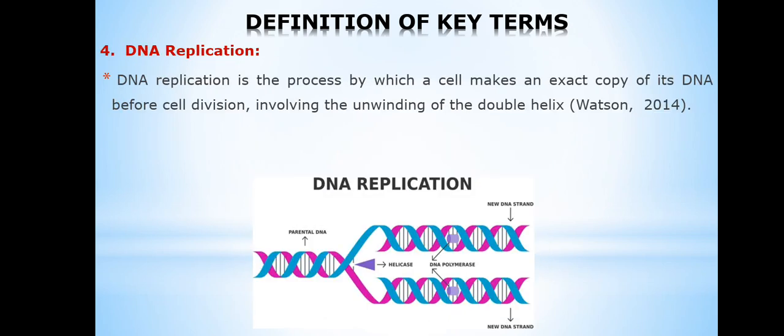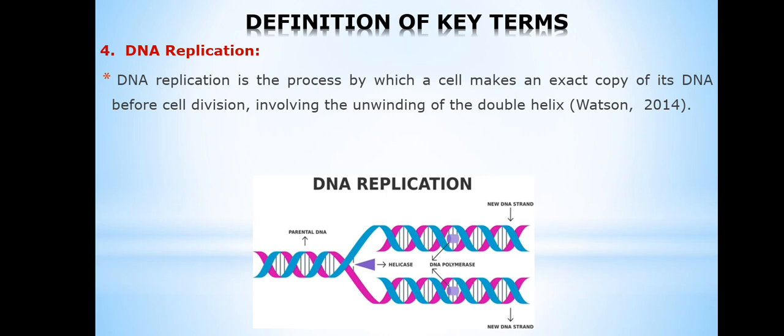Or DNA. Apart from that, there is what we refer to as the DNA replication. Remember, even in the definition, we said for this virus to be able to multiply or replicate, it has to be able to perform some DNA replication mechanism. So when we say DNA replication, we simply mean doubling the DNA strands. So DNA replication is the process by which a cell makes an exact copy of its DNA before cell division, involving the unwinding of the double helix of the DNA.